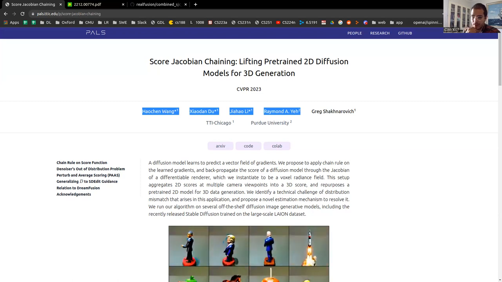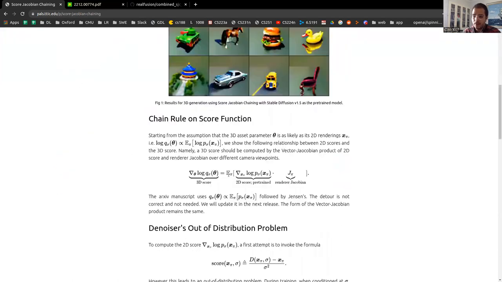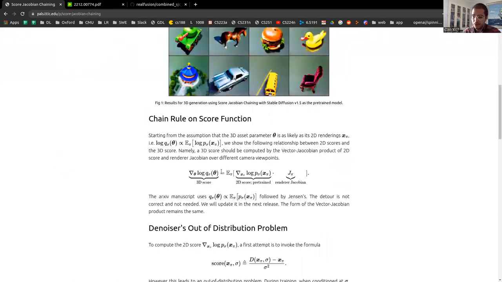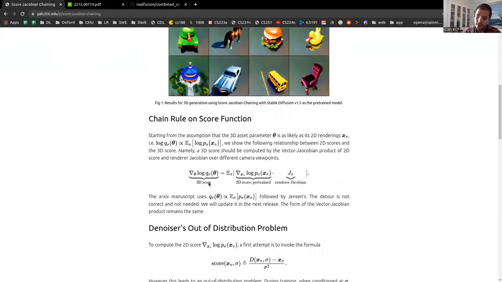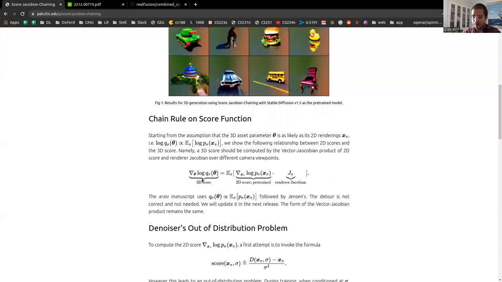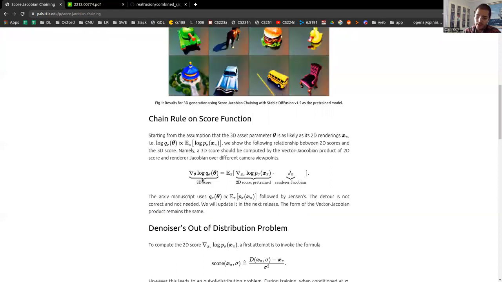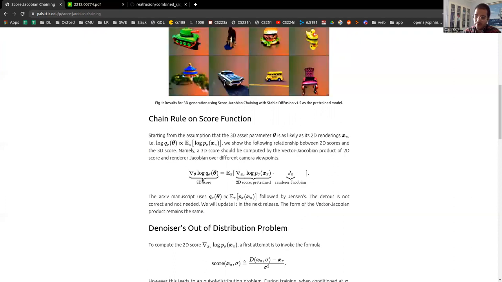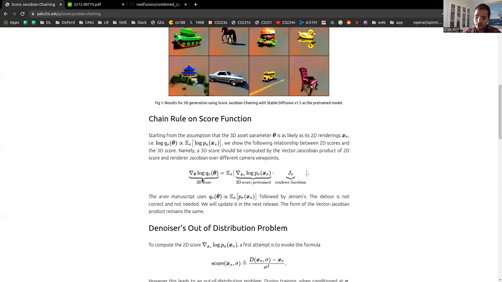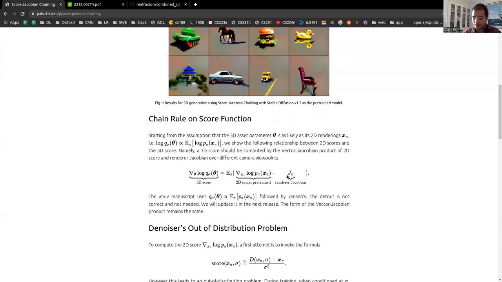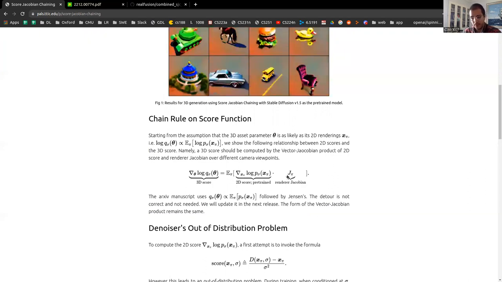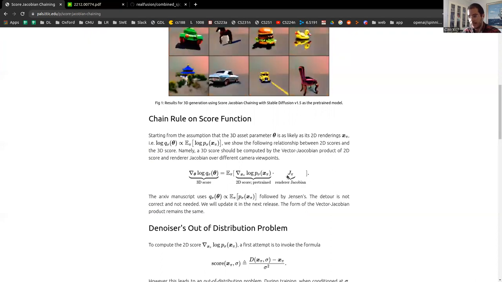In this work, in order to generate a 3D asset, they learn a 3D score. And Q here is a probability distribution. The author says, let's look at the gradient of the log of Q. The whole 3D score is the sum or average of the score of its rendering in 2D space. They multiply this with a render Jacobian here, which is another gradient. This way, they weigh the renderings.